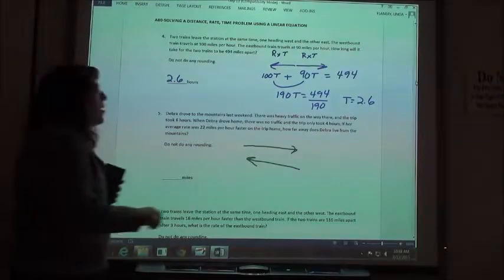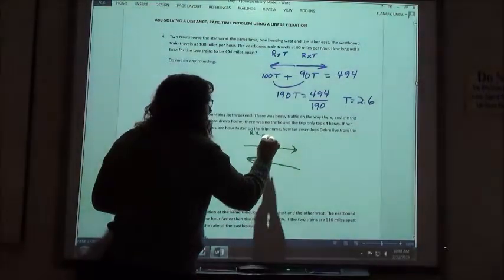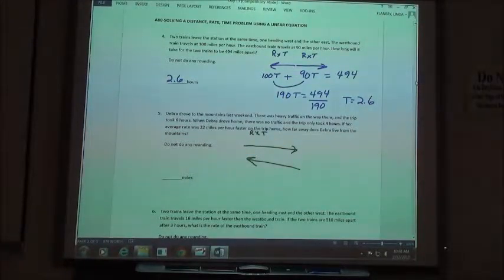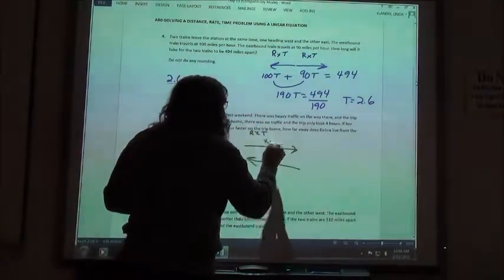Again, we want to think about the rate times the time for those two distances. So, there was heavy traffic on the way there. The trip took 6 hours. So my time here is going to be 6 hours.